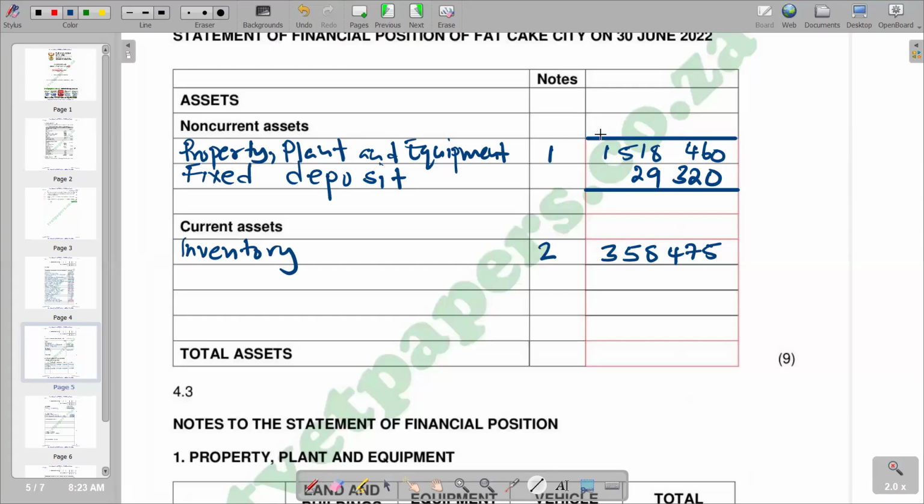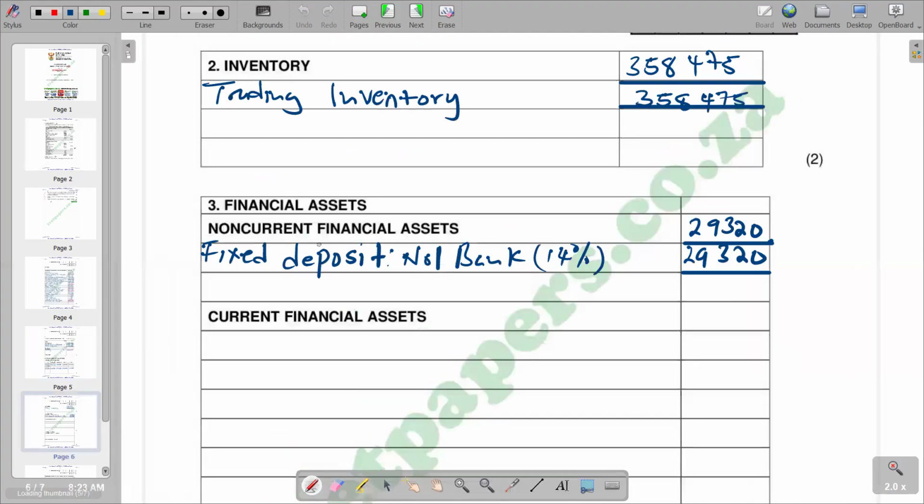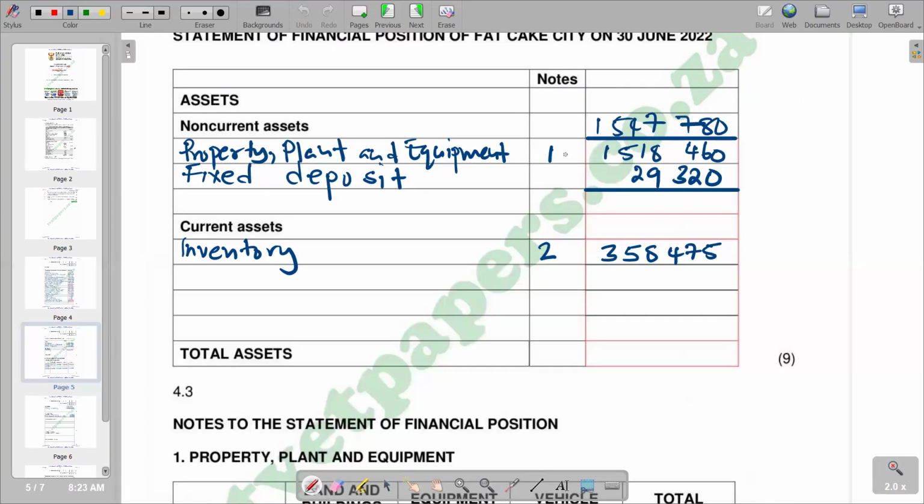Then we add the two to get the total. 1,518,460 plus 29,320, and then we get a total of 1,547,780. For our fixed deposit, we can just refer back. It's note number 3. So we come here, we indicate note number 3.